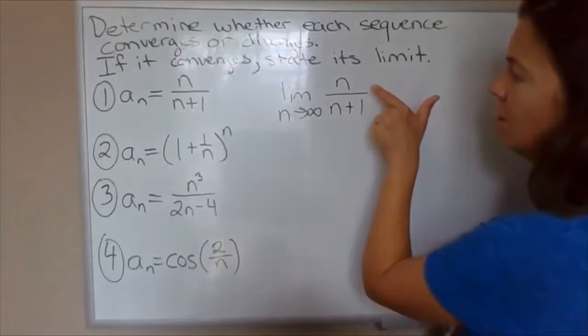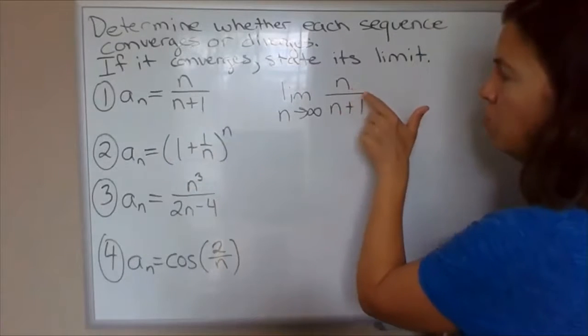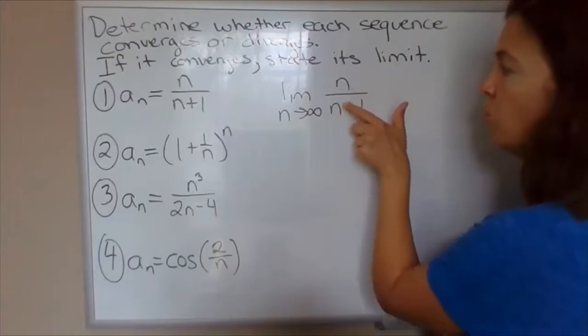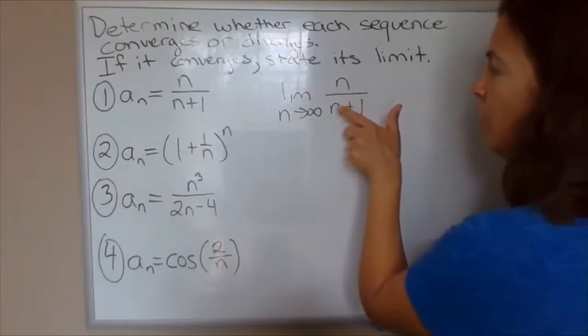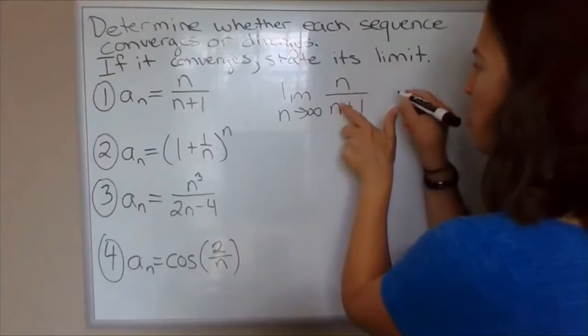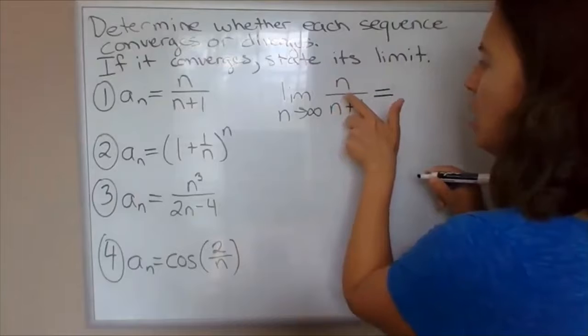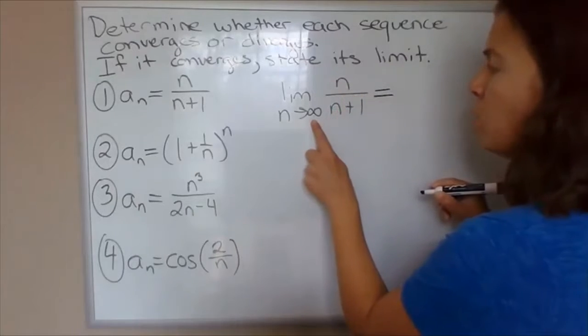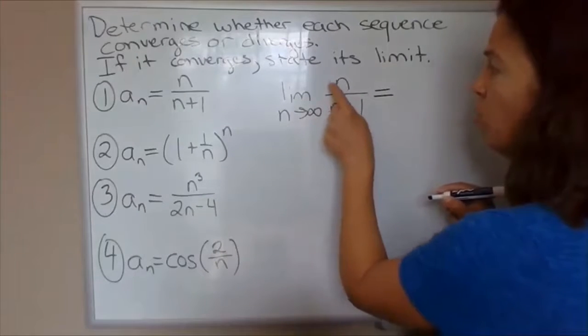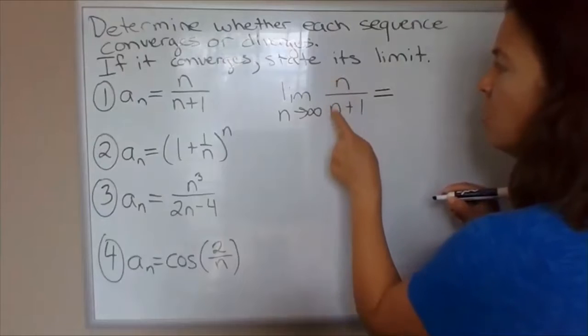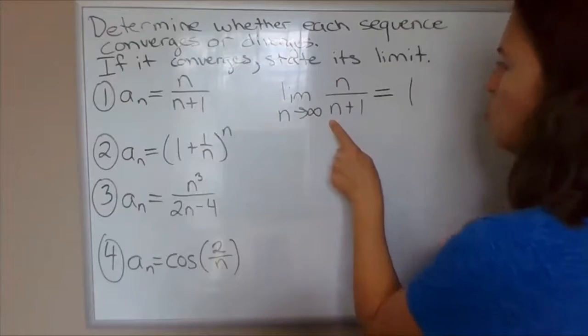Now with this limit, the thing to notice is that I've got a rational expression with the same degree in the numerator and denominator. When you have the same degree in the numerator and denominator like this, the limit at positive or negative infinity is equal to the ratio of the leading coefficients. So in this case, 1 over 1. So the limit here is 1.